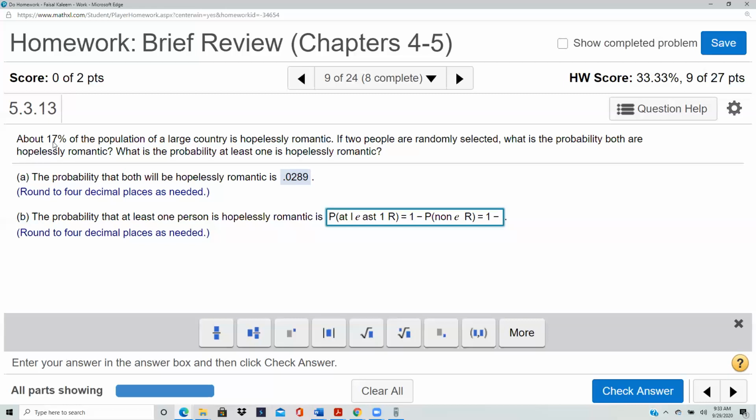Right. So in this case, 17% are romantic. So how many will be not romantic? So you would do 100 minus 17, equals 83. Yeah, so 0.83. So 0.83 will be that one person is not romantic. And what's the probability that the second one is also not romantic? 0.83. Yeah, so you agree that when I multiply the two 0.83s, I get that none of the two is romantic.